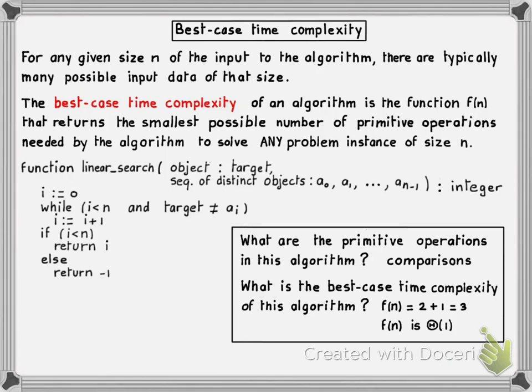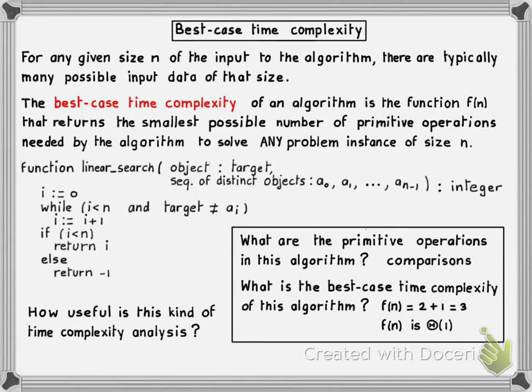So of course, for other algorithms, the best case time complexity may not be a constant function. But let's step away from this specific algorithm and reflect upon the concept of a best case time complexity. How useful really is this kind of time complexity analysis? Well, the answer is that it's typically not very useful.